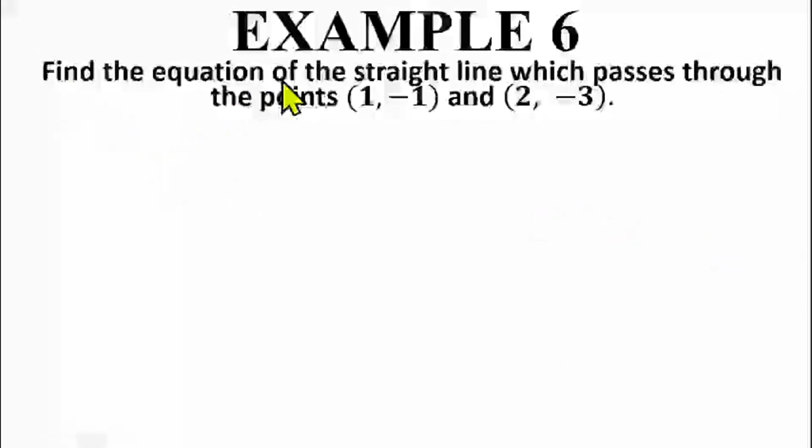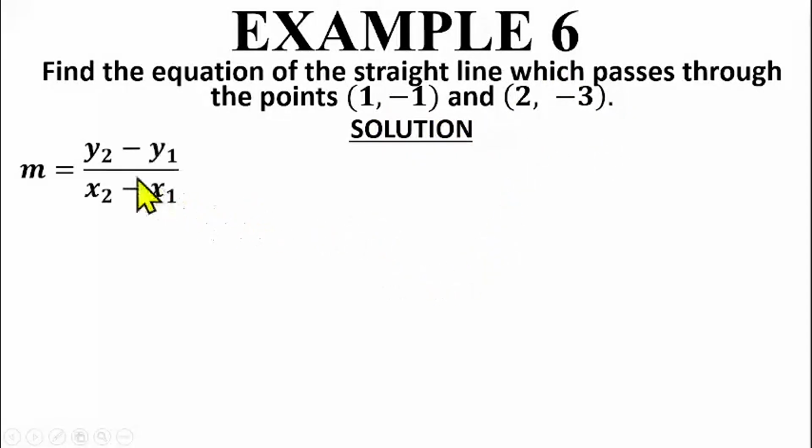Now, example 6, we have to find the equation of the straight line which passes through the points 1 comma minus 1 and 2 comma minus 3. So this is very similar to what we just solved. We are looking for the equation of a straight line given the 2 points that the straight line passes through.